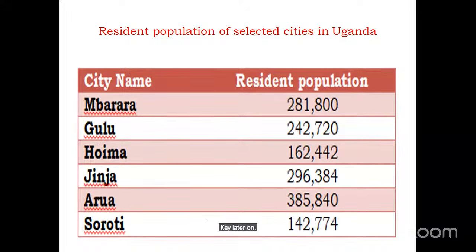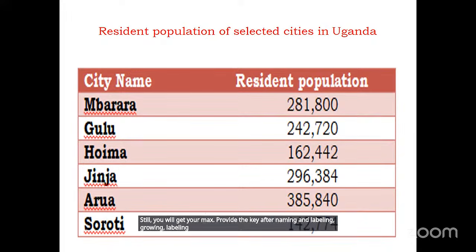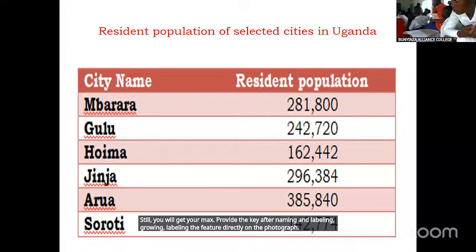You are very safe when you have marked and labeled the features directly, because it is either key or labeling. So if you have drawn the picture or you have drawn the symbol on the map and you have written on it, definitely the key is implied there. So in case you are caught up by time, still you will get your marks. Provide the key after naming, drawing, and labeling the feature directly on the photograph and on the map.